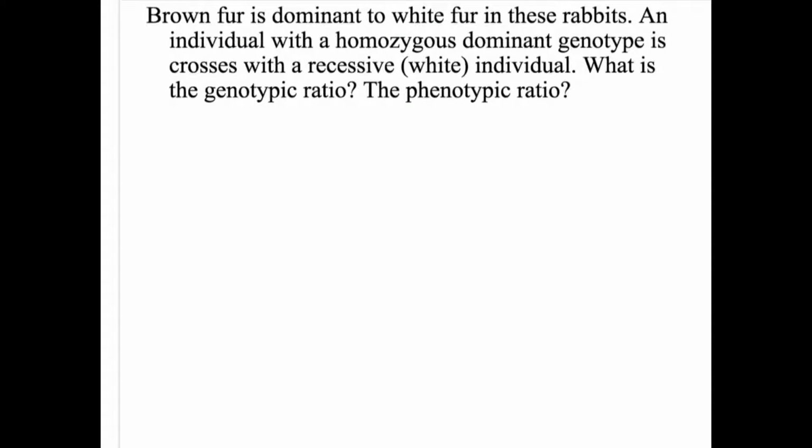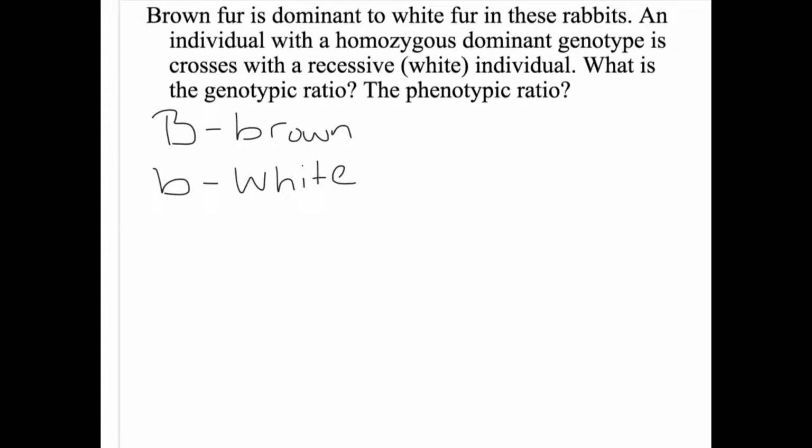So this first problem is a case of complete dominance. Our first step is to make ourselves a key of alleles. So brown is dominant, so big B will represent our brown allele. White is recessive, so our lowercase b will be the white allele.